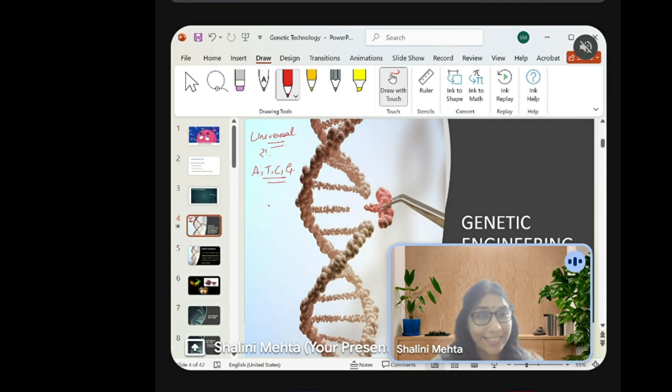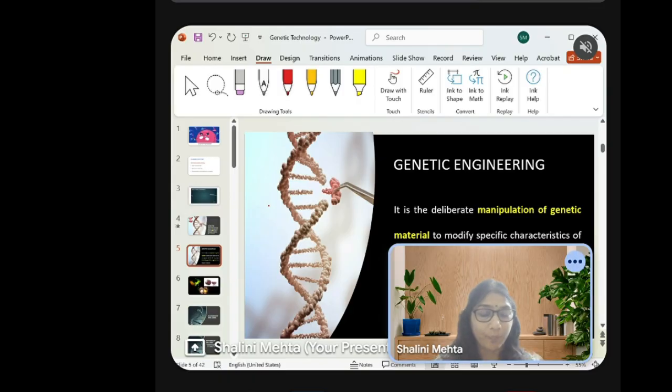Hope I'm clear on what exactly genetic engineering is. So what I'm doing is taking out a gene from one organism, putting it into another, and letting it get expressed in that organism. So in genetic engineering, what I am trying to do is manipulate the genetic material of one organism by transferring a gene from another organism and making it get expressed.